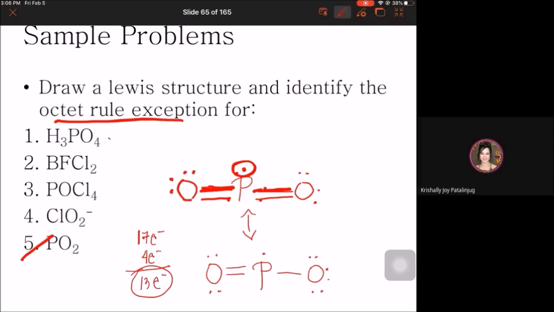Okay? So, pwede din. Okay? Which is the most stable one. Pero, again, di ba, hindi niya na-attain yung octet. Okay? So, pwede ba yan na expanded valence shell? Yes, pwede din. Pero the best answer for this would be odd. Okay? Kasi obvious kaayo na meron siyang isang unpaired electron.